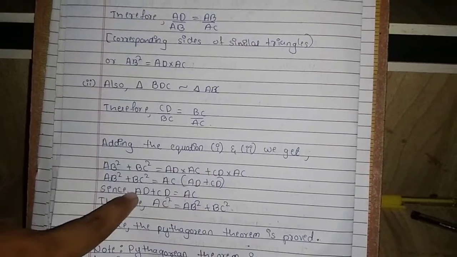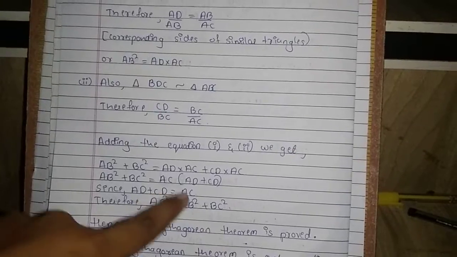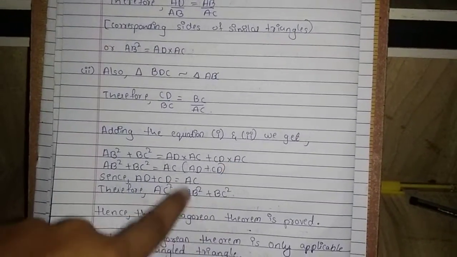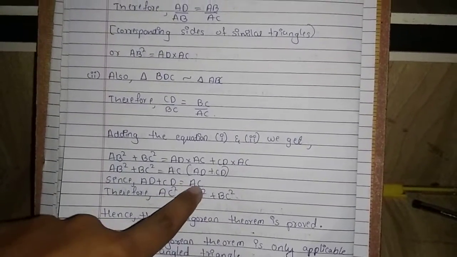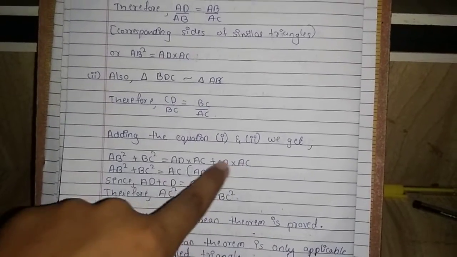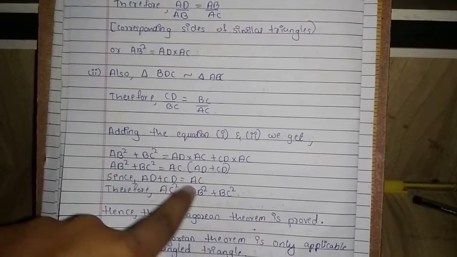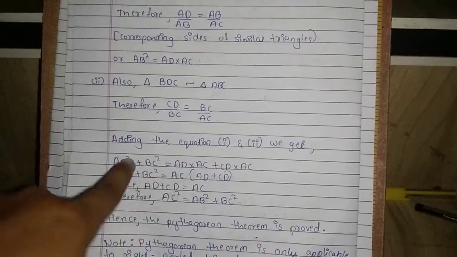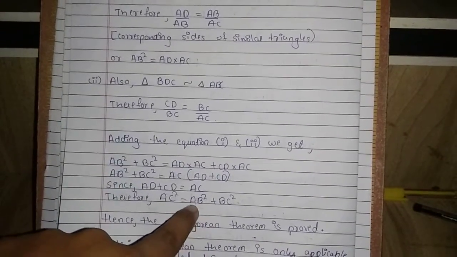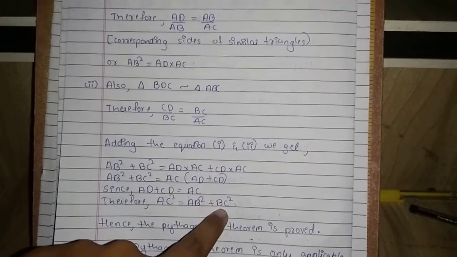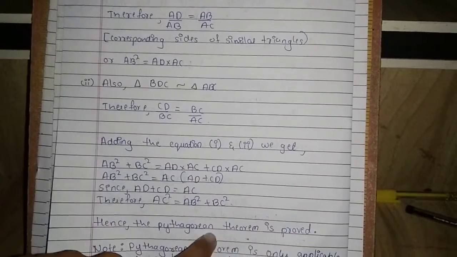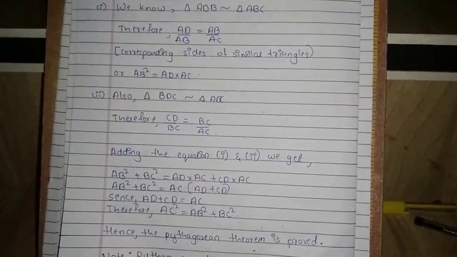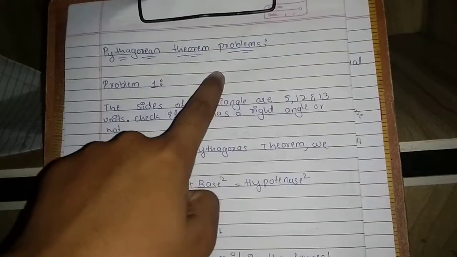Next, since AD plus CD is equal to AC, therefore AC square, and we have to write the square because we have 2 here. AB and this you have to shift here, so what will happen: AB square plus BC square. Hence the Pythagoras theorem is proved here.